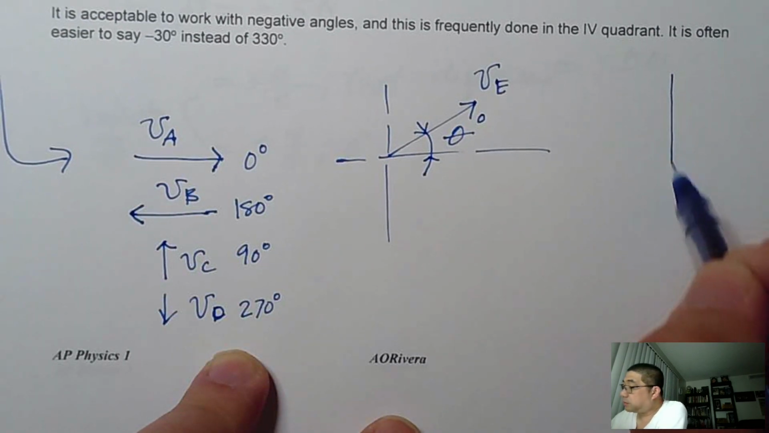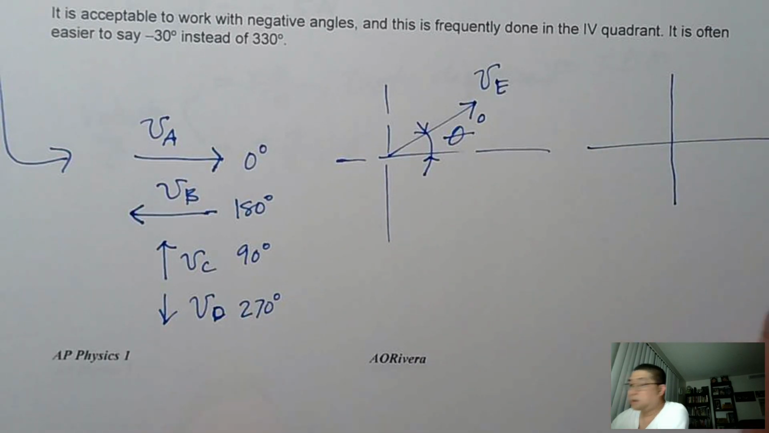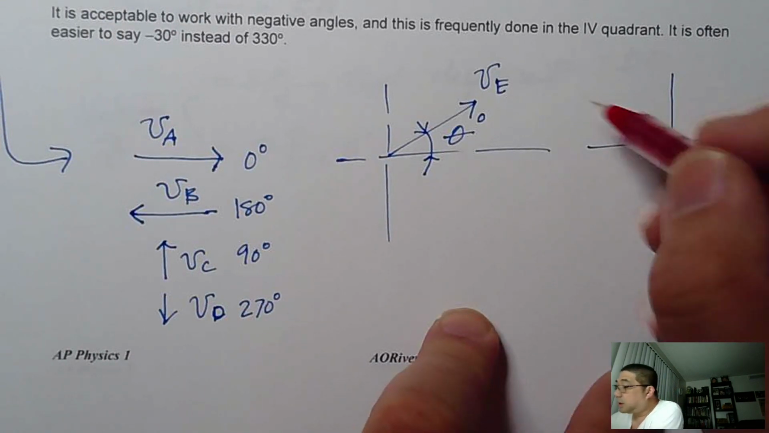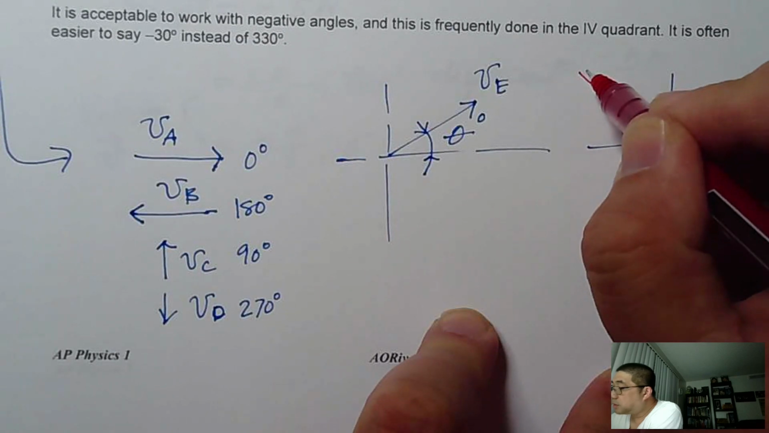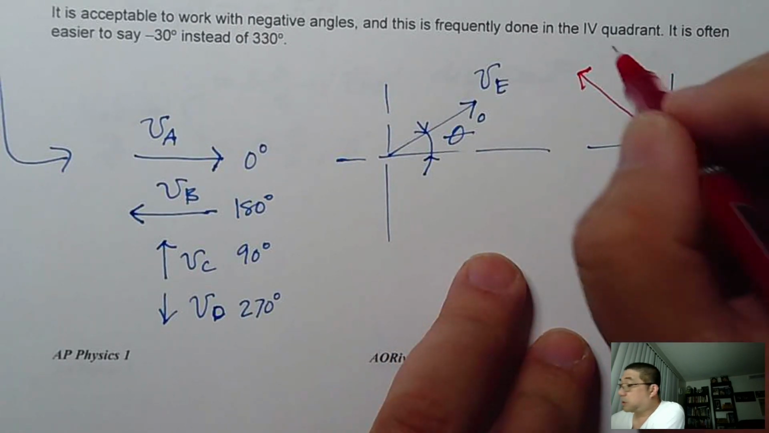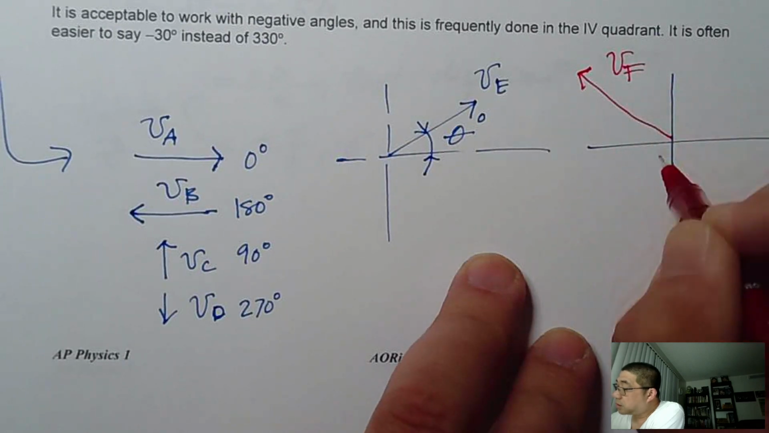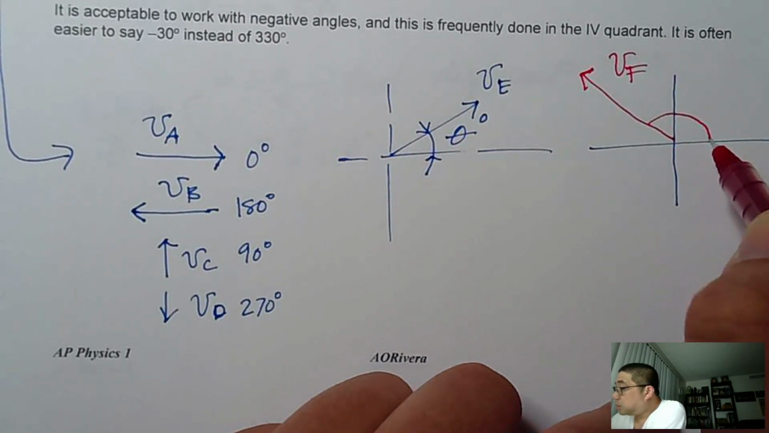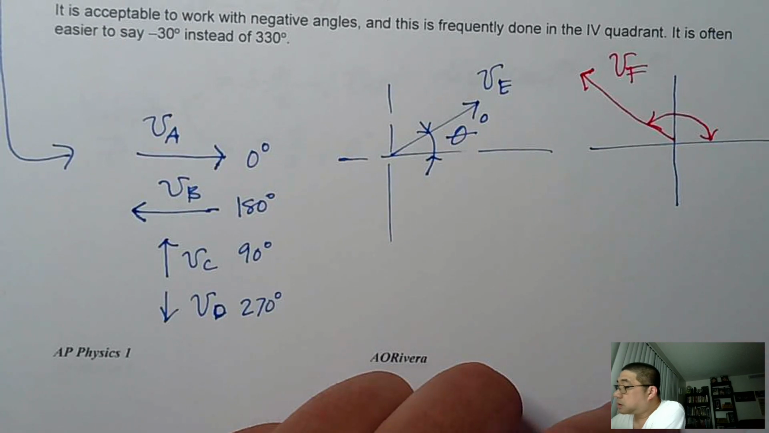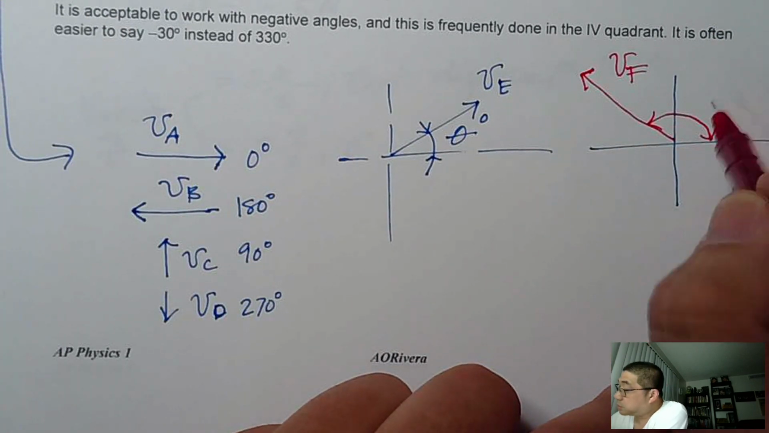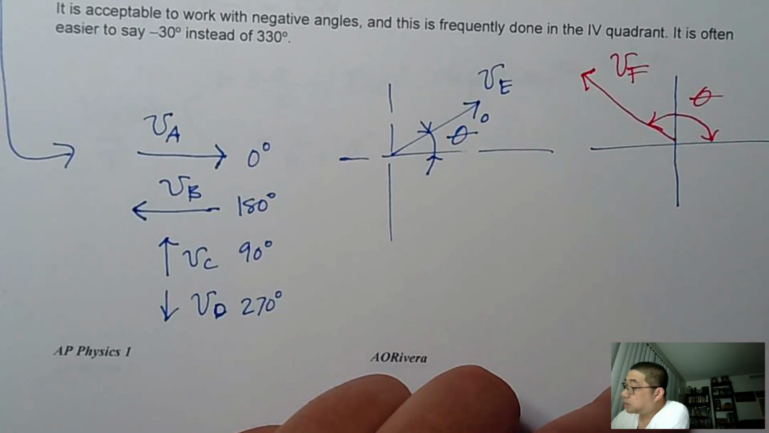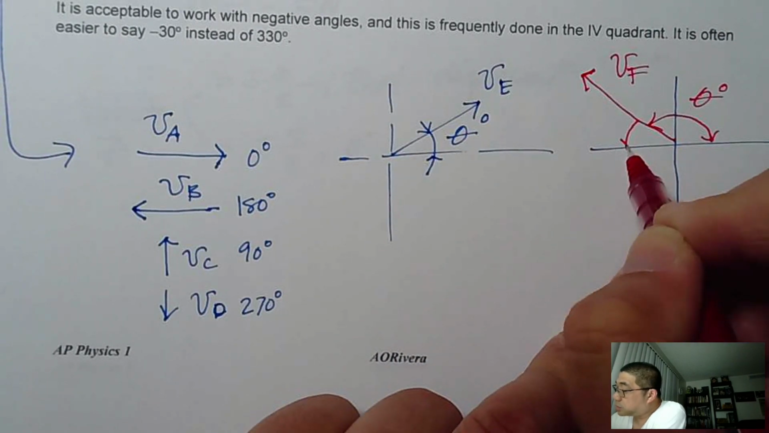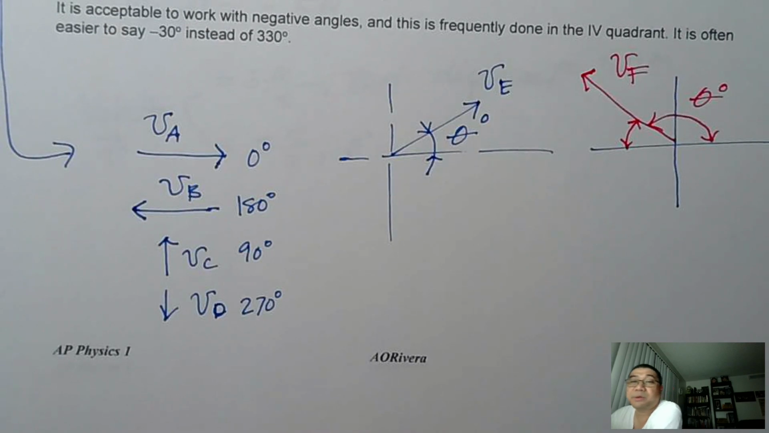Now what if my next example is vector F, and it's measured this way. So vector F. It's simple. There are two ways to measure it. You measure it this way, from 0 to this angle. So this will be angle theta. How about this section right here? Can we use this to measure? Yes, definitely you can use this to measure.